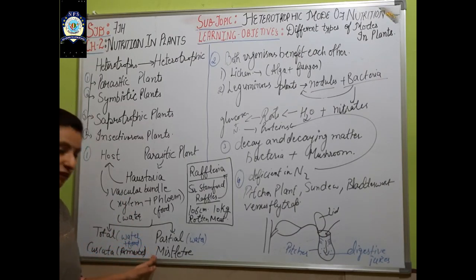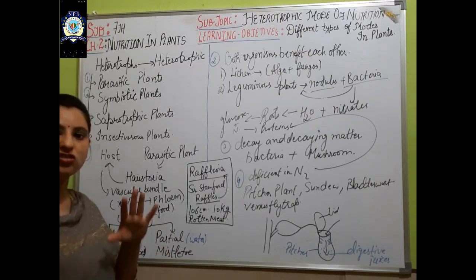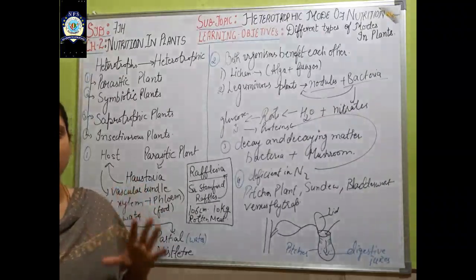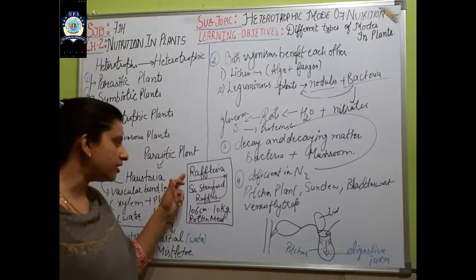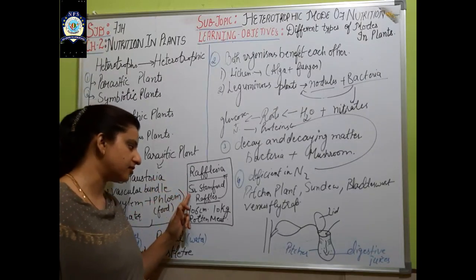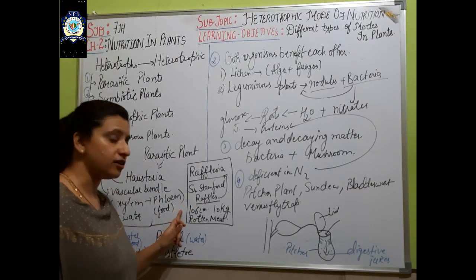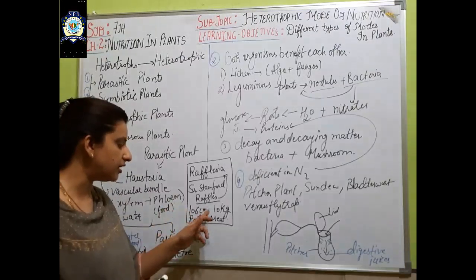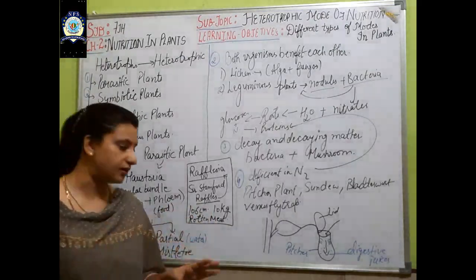Partial parasite is exemplified by the mistletoe, and the largest parasitic flower present on this earth is Rafflesia. It was discovered by Sir Stamford Raffles. It is up to 106 centimeter in diameter and 10 kg in weight, and it smells like rotten meat.